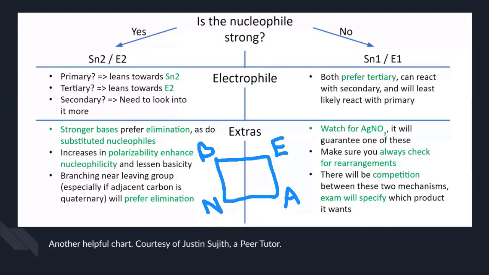And maybe it'll be like a primary. So you're like, oh, that's going to be great for SN2. But you have to look around. You have to see what's going on around it. And if there's quaternary, no SN2.